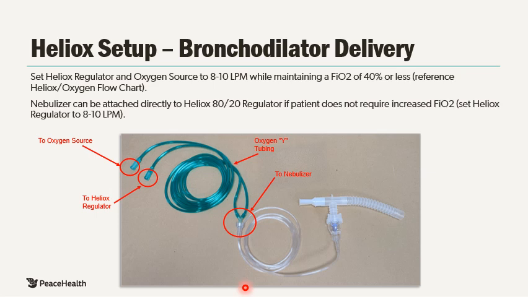Now, the nebulizer itself can be attached directly to the Heliox 80/20 regulator if the patient does not require any increase in FiO2. So you would attach this end here directly to that brown and green Heliox regulator and set your flow to 8 to 10 liters a minute.